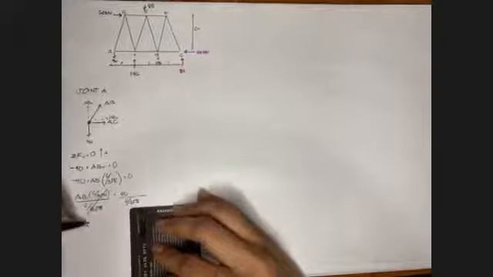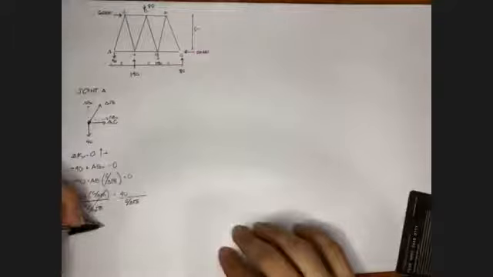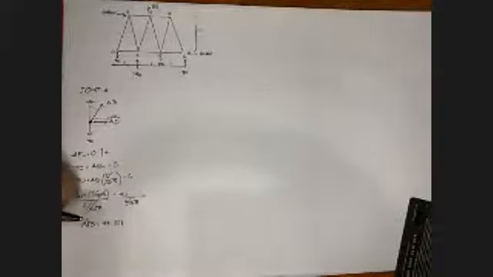Ano yung magiging value ng AB natin? 44.721. Opo. Okay. 44.721. So, same naman sa nakuha natin from the method of sections.